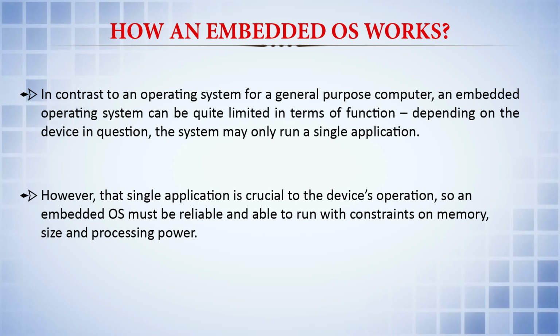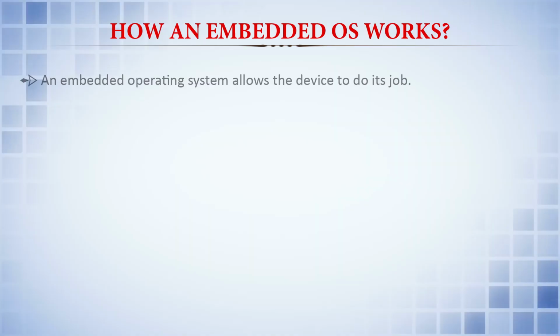So, an embedded operating system must be reliable and able to run with constraints on memory, size and processing power. When you take the case of embedded systems, they come in very small sizes. In case of memory, size, processing power, or the battery power it is using, whatever we like to focus upon, the embedded system is a very small device when compared to a big general purpose computer. An embedded operating system allows the device to do its job.